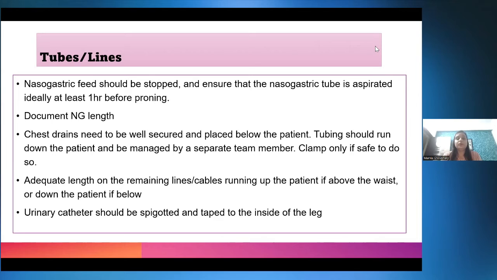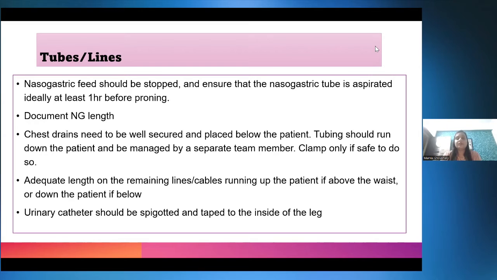Chest drains need to be well secured and placed below the patient. Tubing should run down the patient and be managed by a separate team member who should not be included in those 5 members who are taking care of shifting the patient to prone position. Clamp only if safe to do. Leave adequate length of remaining lines or cables running up the patient if above the waist and down if the patient is below. The urinary catheter should be spigotted using a tape and it should be taped to the inside of the leg.